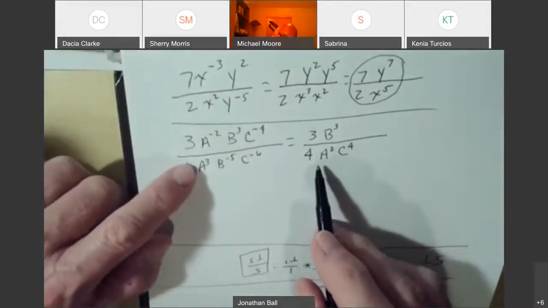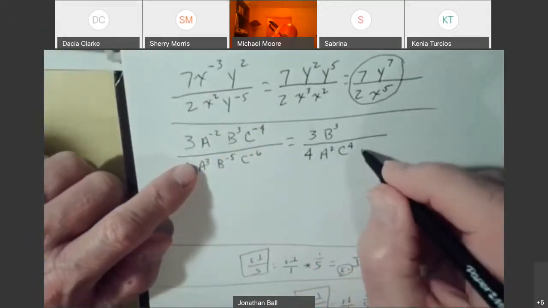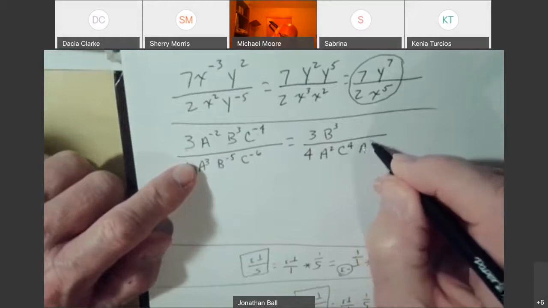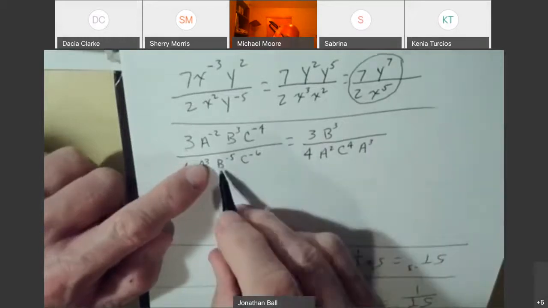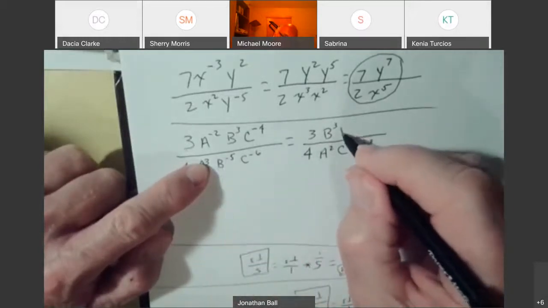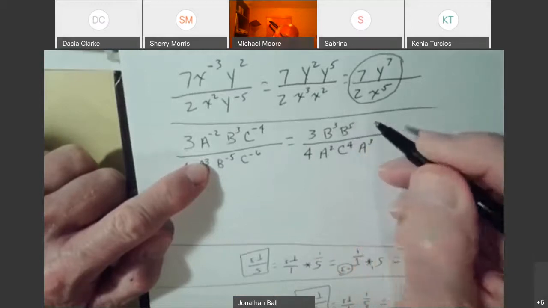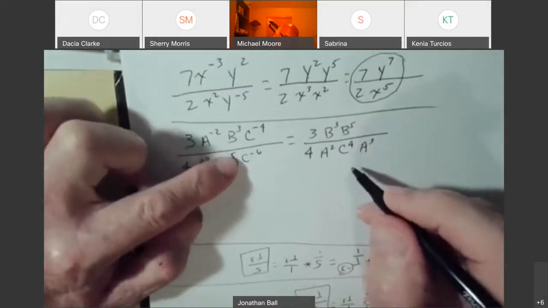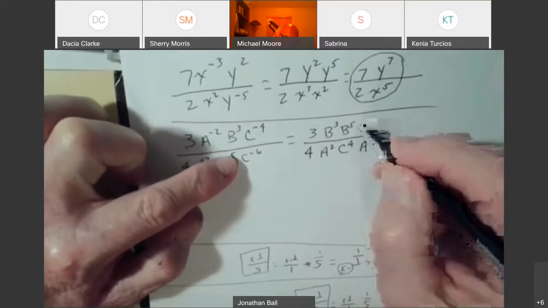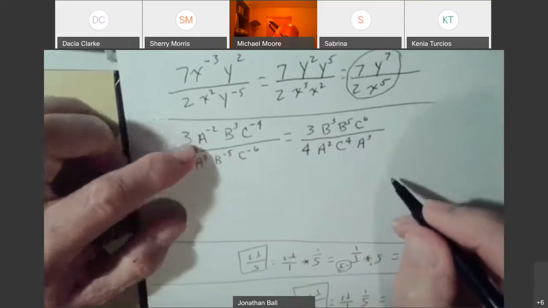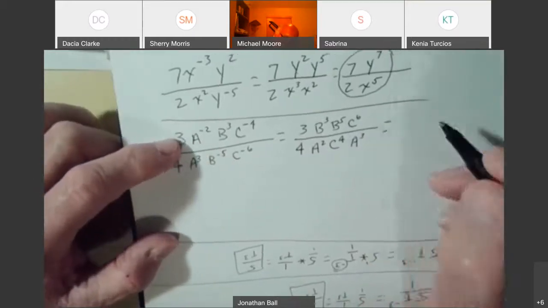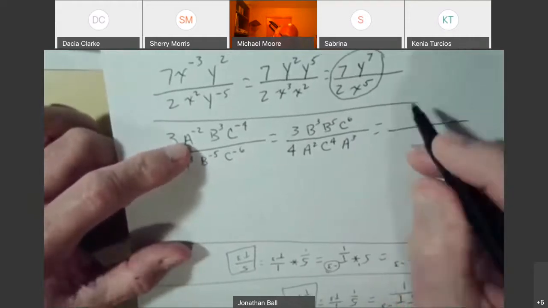Now we go to the denominator. A cubed stays where it is. B to the minus 5 goes to the top and becomes positive. C to the minus 6 goes to the top and becomes positive. Now let's clean this misery up some.